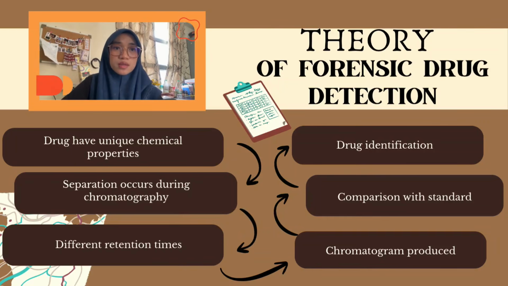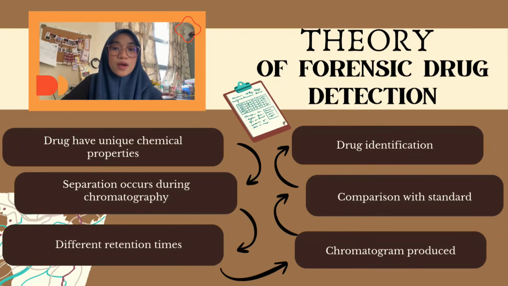Okay, let's move on. Do you guys ever wonder what the theory of forensic drug detection is? Firstly, the basic idea is that different compounds move at different speeds. When a sample enters the chromatography system, the compounds begin to separate based on their chemical properties. As shown in the flow diagram, the process starts with sample collection and preparation. The sample is then injected into the chromatography system where the compounds are separated in a column. Next, the separated compounds pass through a detector which produces a chromatogram.